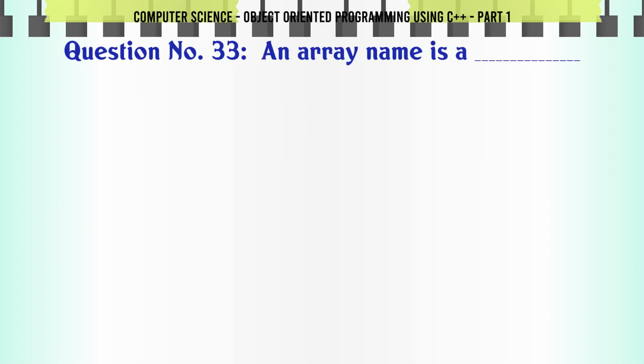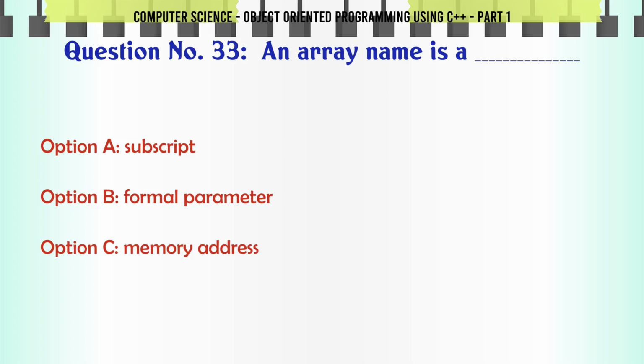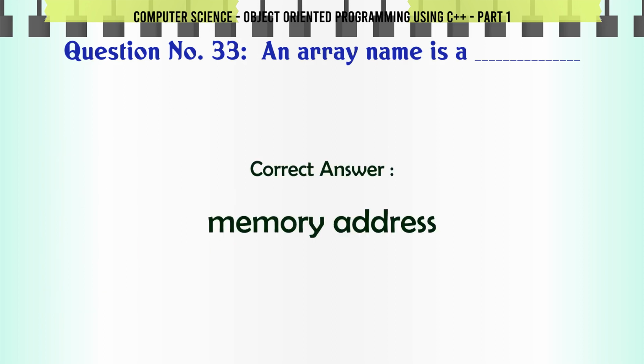An array name is a blank. A. Subscript, B. Formal parameter, C. Memory address, D. Prototype. The correct answer is memory address.